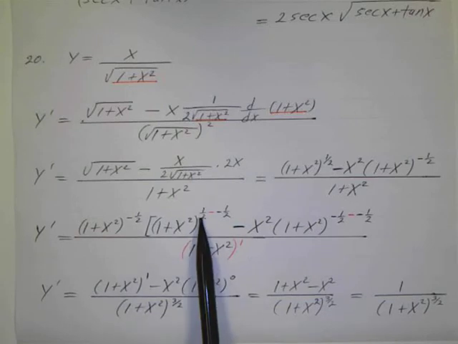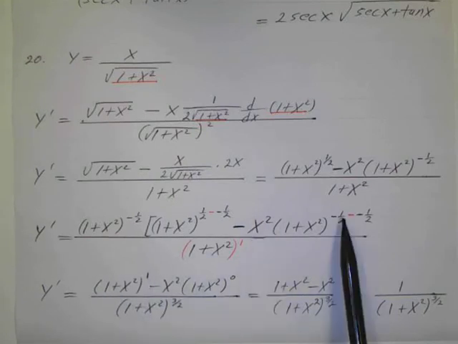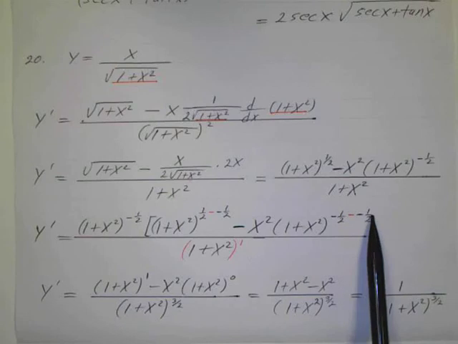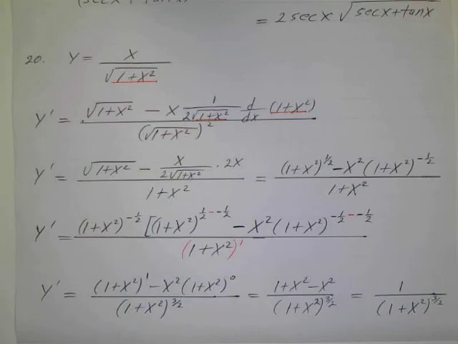What's negative 1? What's a negative times a negative? A positive. What's 1/2 plus 1/2? 1. So I've got 1 plus x squared to the first power minus x squared, and then what's a negative times a negative? A positive. So what's negative 1/2 plus 1/2? That's 0. Okay, you can see how this is tidying up quite nicely. This is fairly complicated. This is the kind of raw form. Now we're going to get a more simplified form by using least powers.